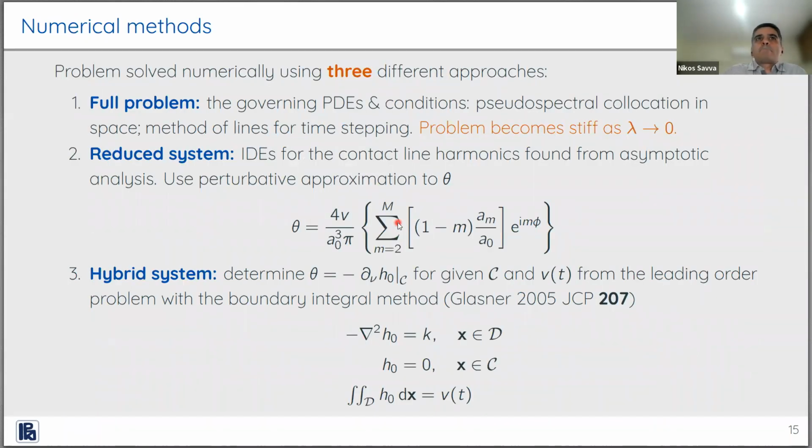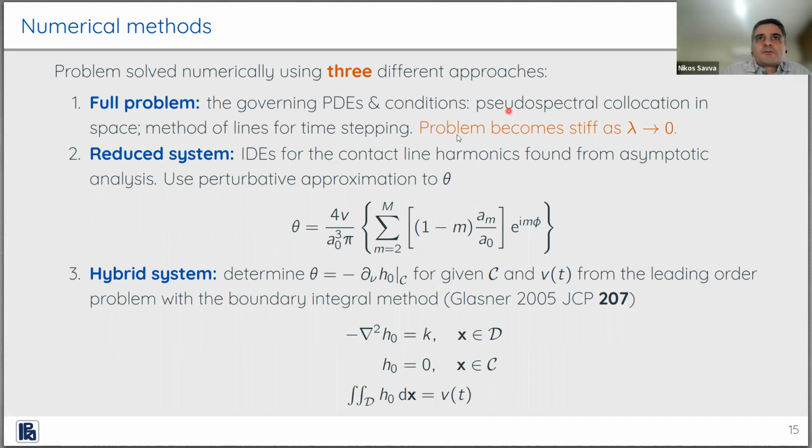Okay, so how do we solve this problem? We're using 3 different approaches. The first one, we solve the full governing PDE and conditions. We are using pseudospectral collocation in space and method of lines for time stepping, and you can see that the problem becomes increasingly stiff as lambda goes to 0. So this means that we need to use smaller and smaller time steps as we take lambda to smaller sizes.